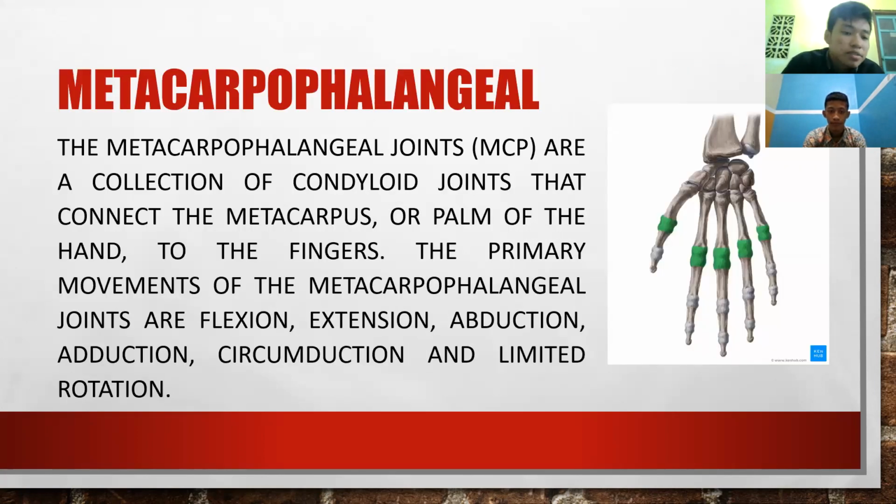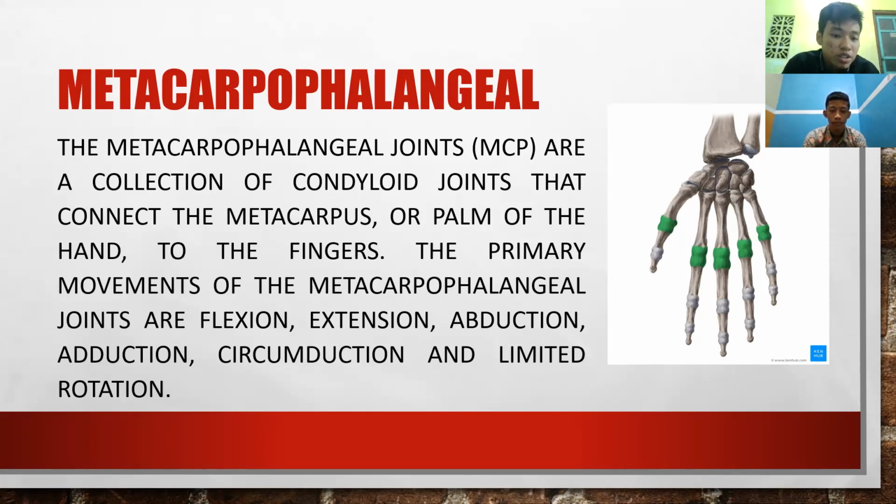And the third example is metacarpophalangeal. The metacarpophalangeal joints are a collection of condyloid joints that connect the metacarpus, or palm of the hand, to the fingers. There are 5 separate metacarpophalangeal joints that connect each metacarpal bone to the corresponding proximal phalanx of each finger.